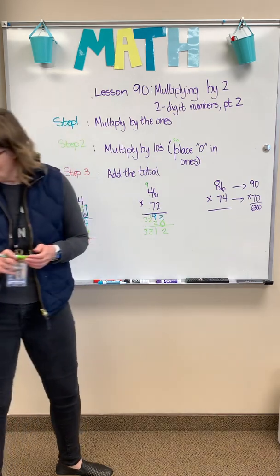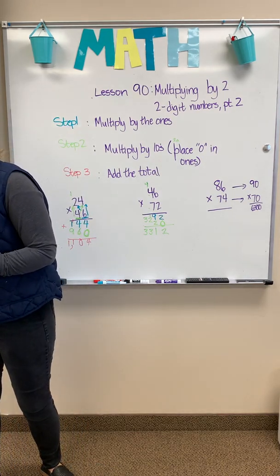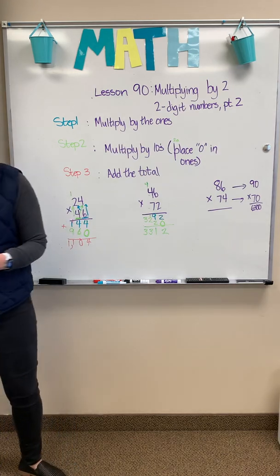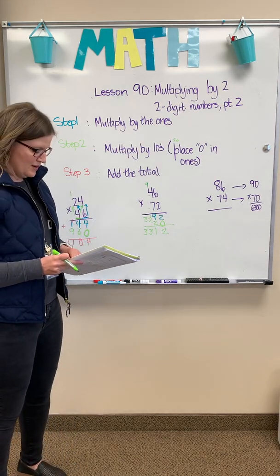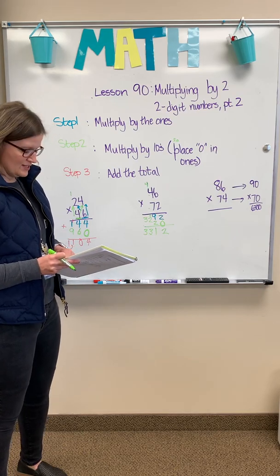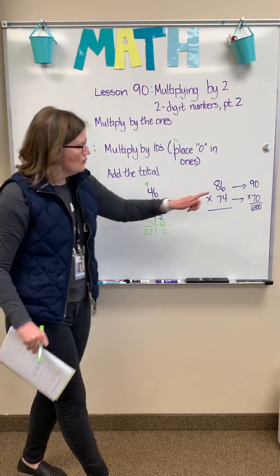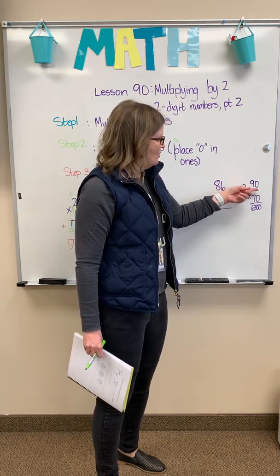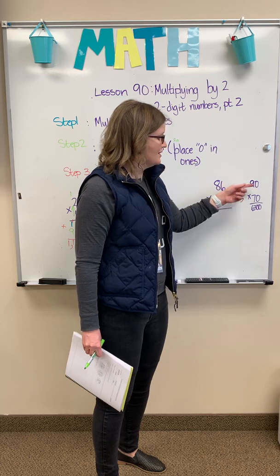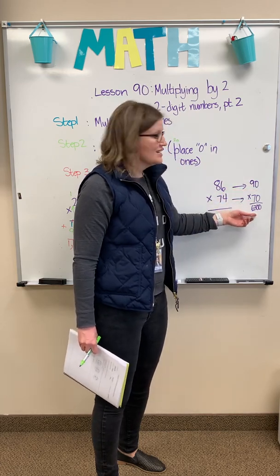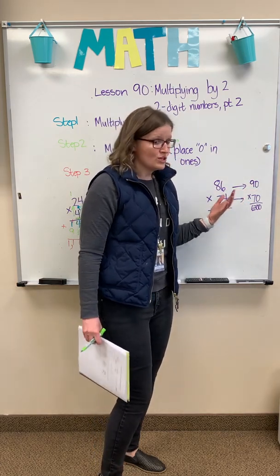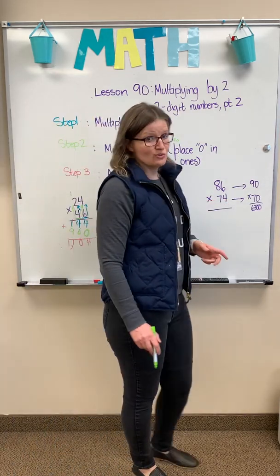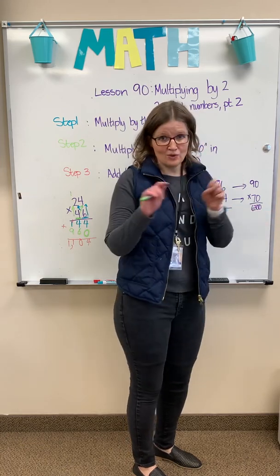The last question is: Adelio estimated the product of 67 and 74 to be 6,300. Did Adelio make a reasonable estimate? Well, if we were to just round these numbers, we know that 60 times 70 is 4,200. Let's do the actual math and see how close they were.